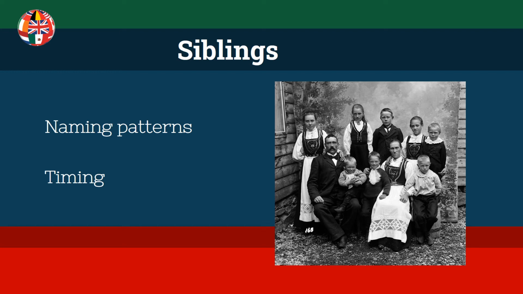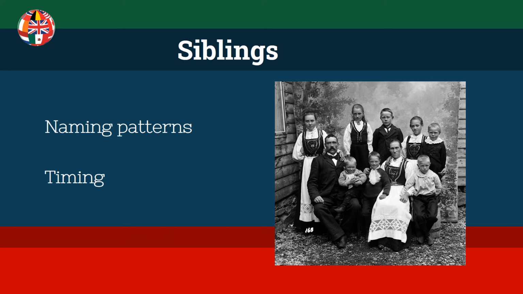So when we talk about a Scandinavian family, we have to remember that our ancestors had a lot of children, and the women had children pretty much until it killed them. So when we talk about siblings, we need to look at the timing of this.